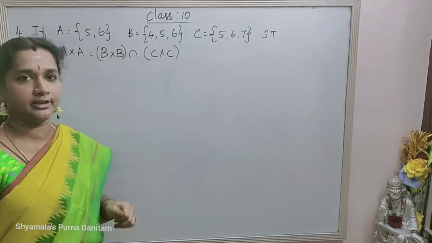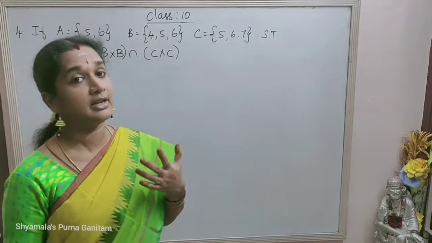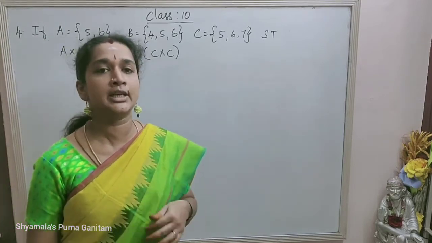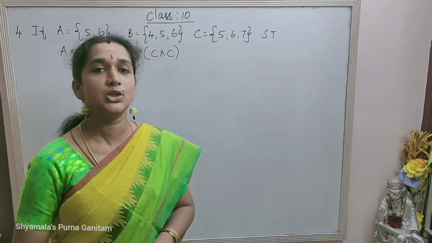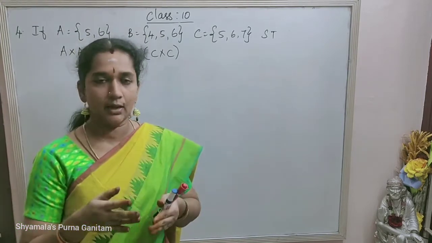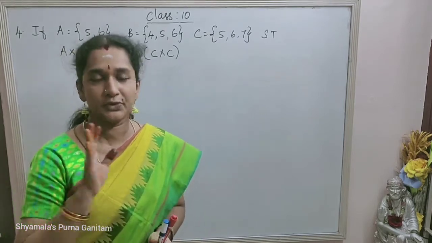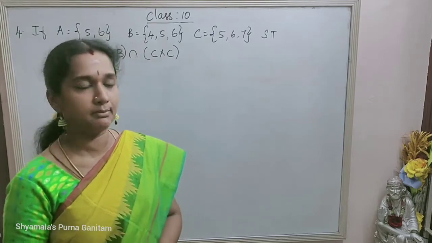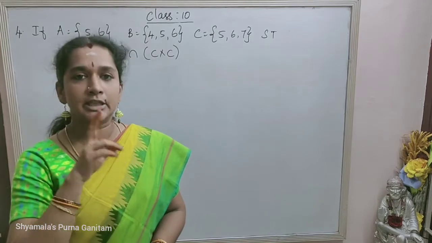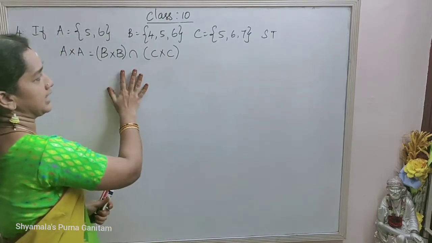Before going into this, you have already studied union, intersection and different varieties of sets in your previous classes. Just a recall: union means you will combine. If they are asking A union B, you combine all the elements in A and all the elements in B. Here it is given intersection. Intersection means the common elements between two sets. That is what they are asking us to find.